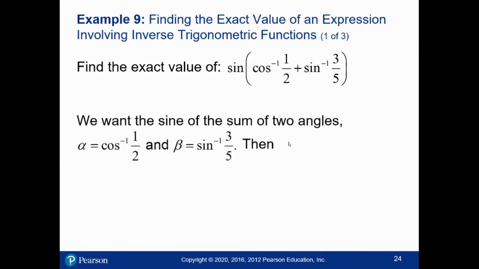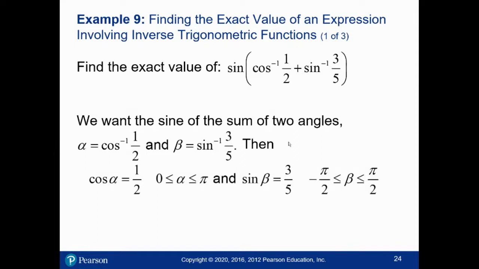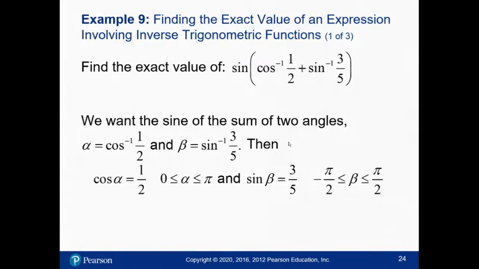Okay. We can actually simplify our way of writing it if we just let arc cosine of 1/2 be the angle alpha and arc sine of 3/5 be the angle beta. So then that means the cosine of alpha is 1/2. Also, because alpha is an arc cosine, it's in quadrant 1 or 2, it's between 0 and pi. Similarly, because beta is an arc sine, it's between minus pi over 2 and positive pi over 2, and the sine of beta must be 3/5.